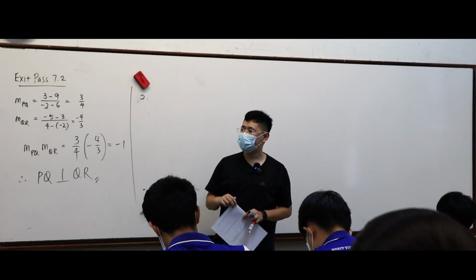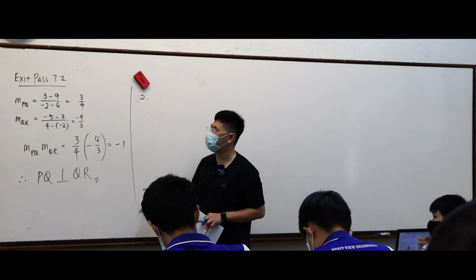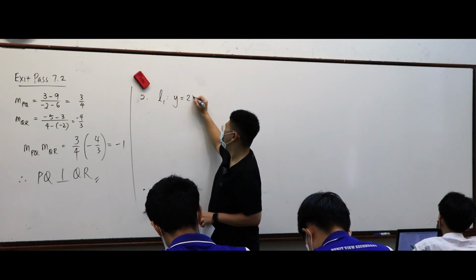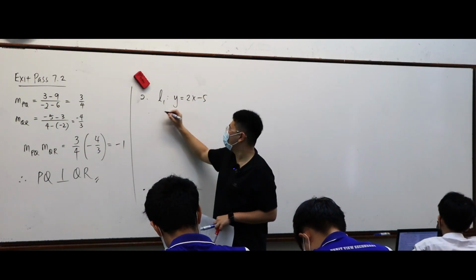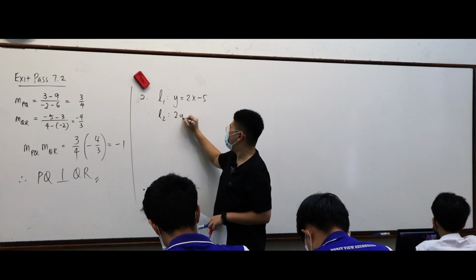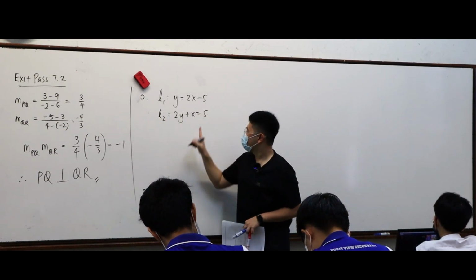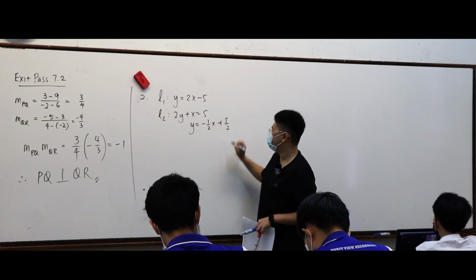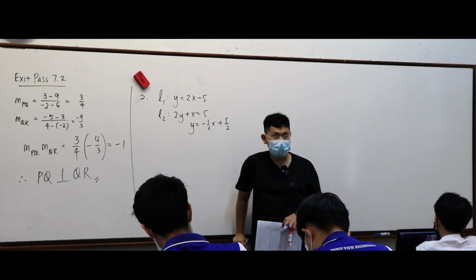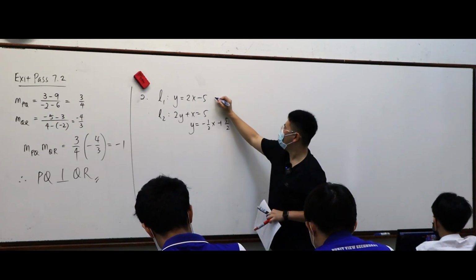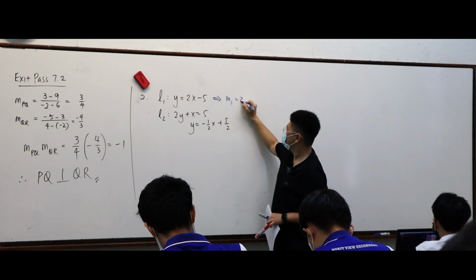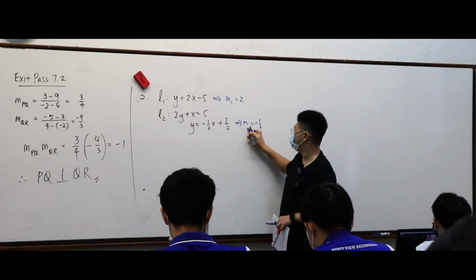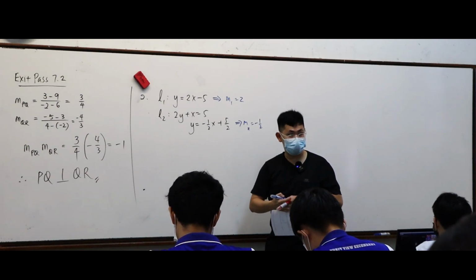Okay, number 2, determine whether those two lines are perpendicular to each other. So let's call line 1, y equals 2x minus 5. Let's call line 2, 2y plus x equals 5. So rearrange this one, we have something like this. Okay? So over here, what is the first gradient? 2. What is the second gradient? -½.